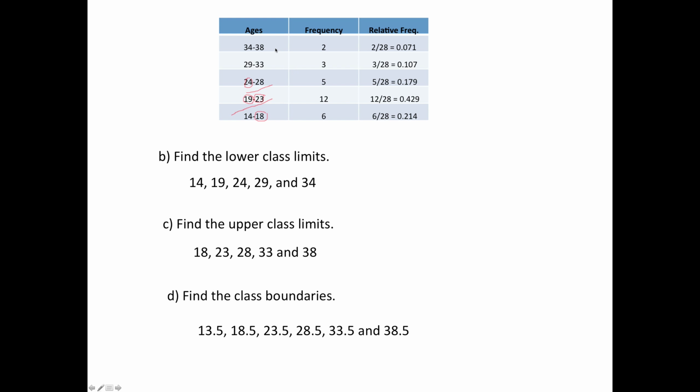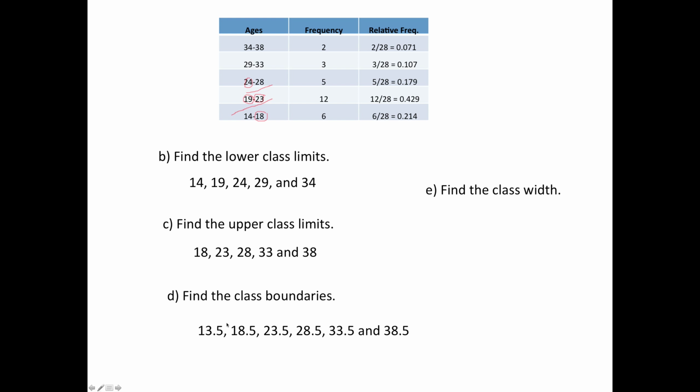When you get to the end, between 33 and 34 would be 33.5. But then, for reasons you'll see when we go to do the graphs, you need a boundary on this side. So then the one to the right of 38 would be 38.5. Likewise, you need one to the left of 14. So that's the reason for the 13.5.